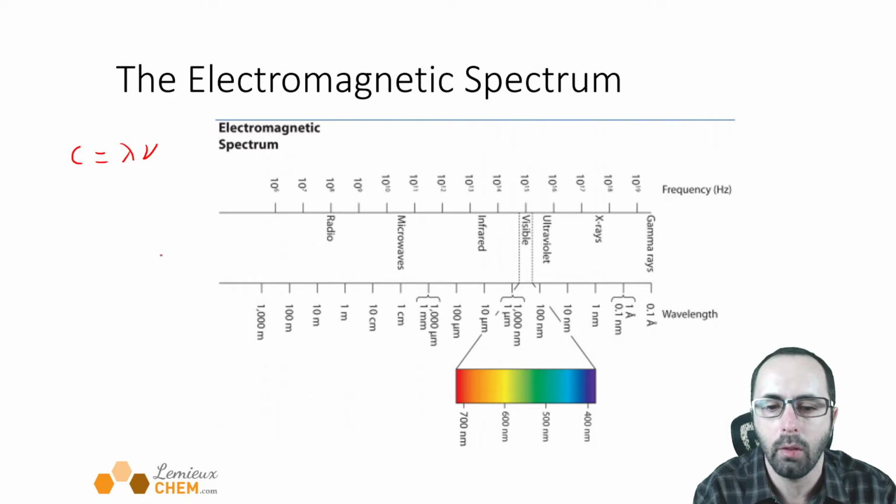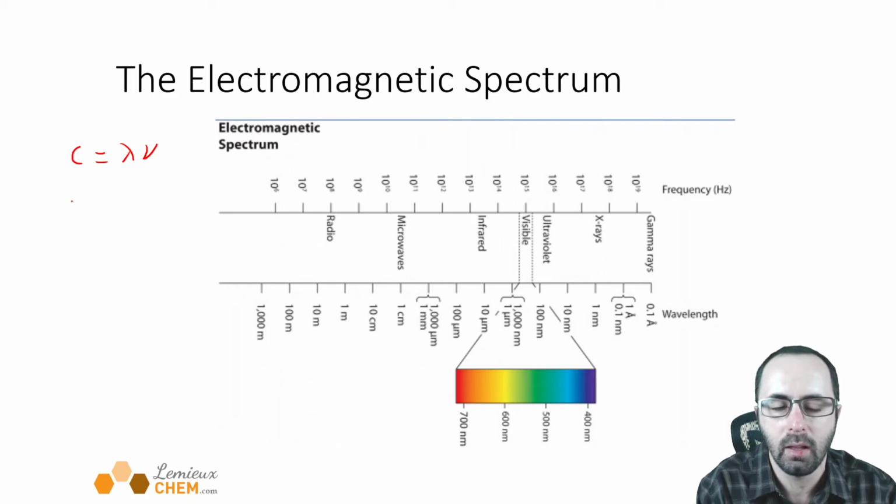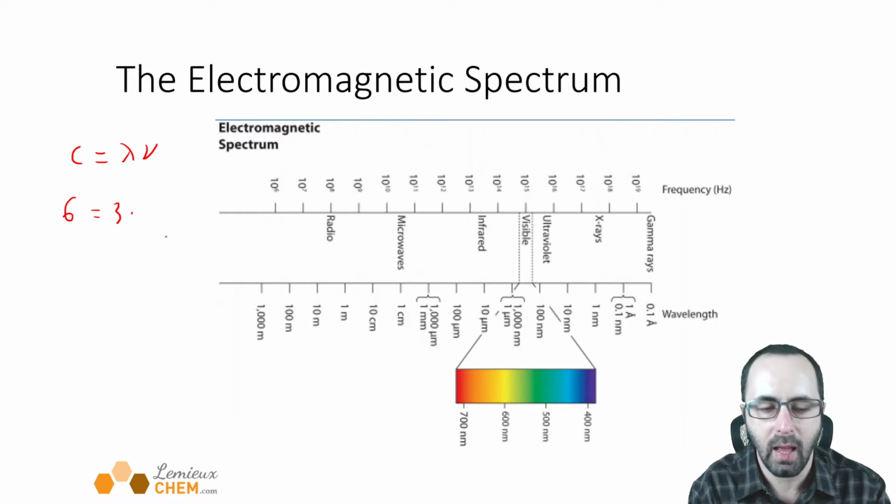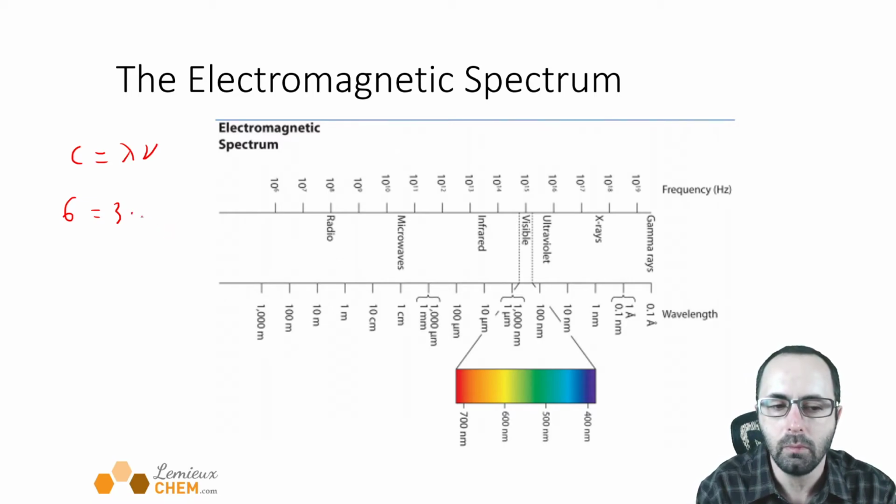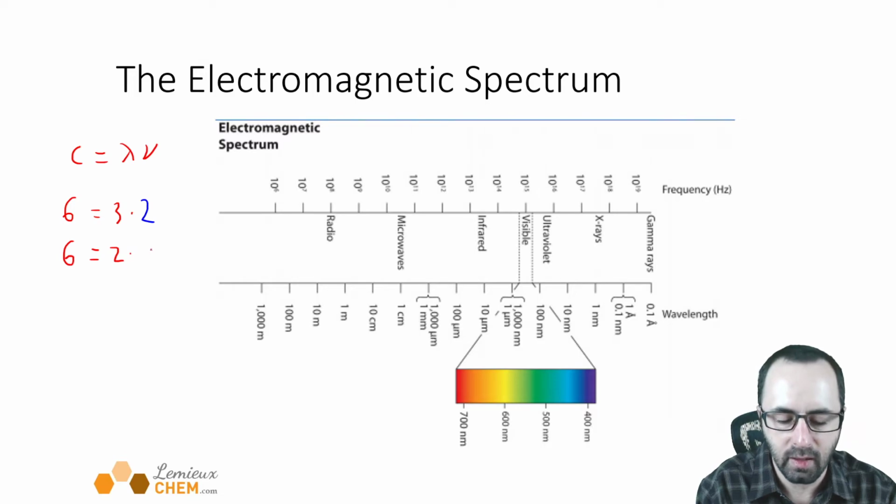Okay, so let me show you how these are inversely proportional to each other. Let's say my constant was 6, okay? And my wavelength is 3. Then what has to be my frequency? If my wavelength is 3, then my frequency would have to be 2. Now what if I instead made the wavelength smaller? So now let's say I made the wavelength 2. Well, then the frequency will have to be bigger. It will have to be 3.